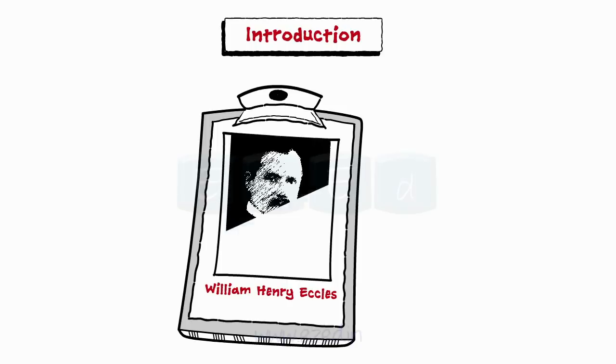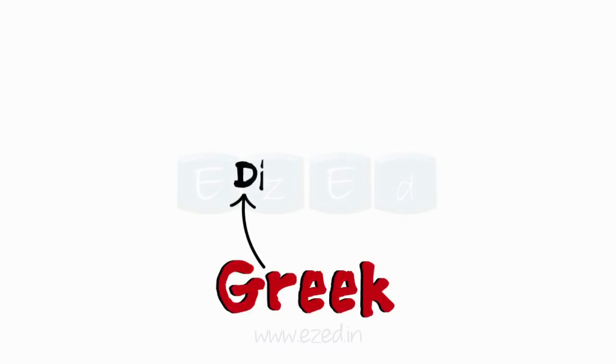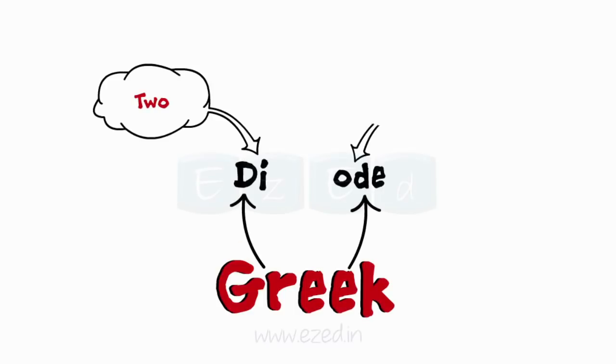William Henry Eccles was the first who coined the term diode in 1919. It was derived from the Greek roots di, meaning two, and ode, meaning electrodes.